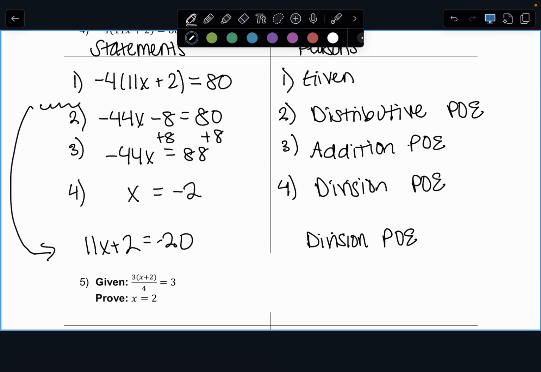But if you did this on the test, you would still get a 100% for this proof. It's still right, and you're still using the right reasonings. Doesn't necessarily matter if it perfectly matches mine or the person next to you. Okay?